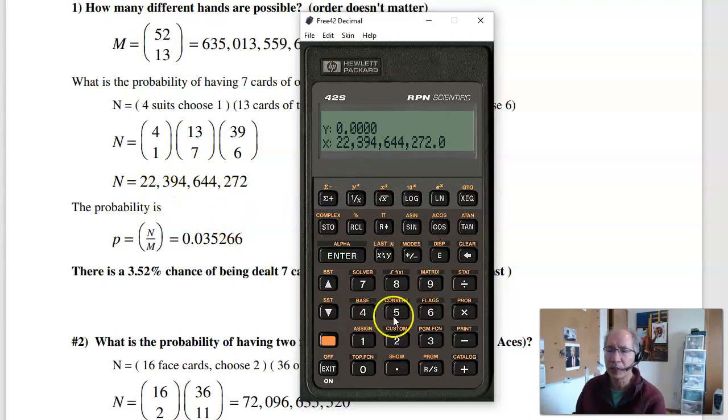The probability then is that divided by 52 choose 13. 3.5% chance of being dealt 7 cards of one suit. Not terribly likely, but it does happen.